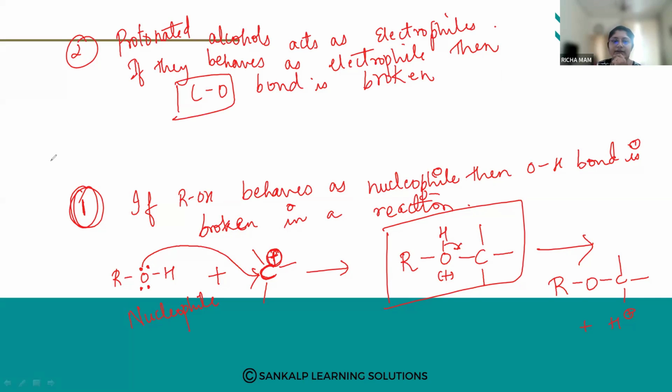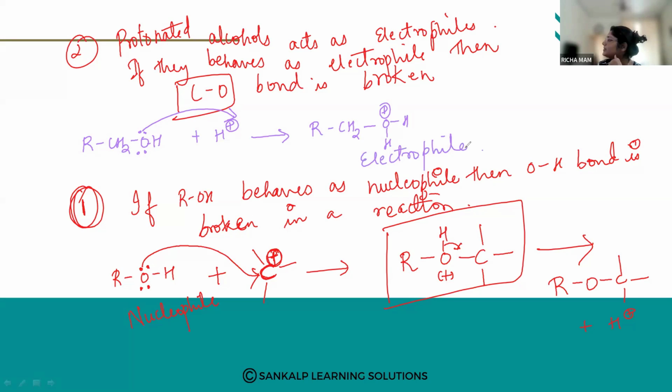Now let us write the reaction. So R-CH2OH, this is the alcohol. This alcohol gets protonated when it attacks the electron deficient hydrogen, that is a proton. So you get R-CH2-OH2 plus. This is the electrophile which is formed.